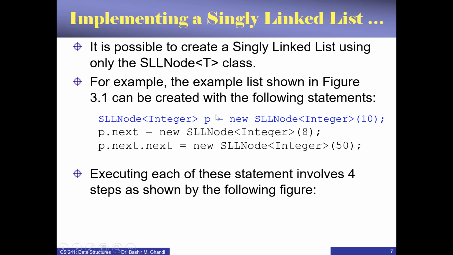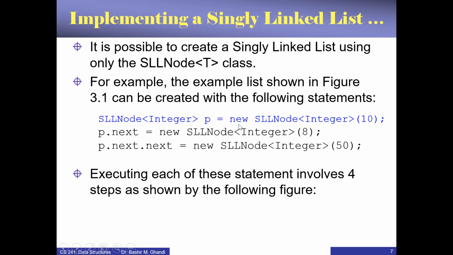Now, the first thing in evaluating this statement is to note that this is an assignment statement. And as we know, assignment statements are evaluated from right to left. So before we look at what is on the left, let us look at what is on the right of the assignment. On the right here it says new singly linked list node of integer 10.